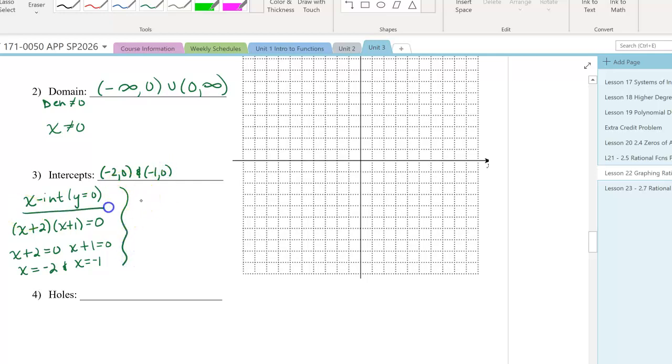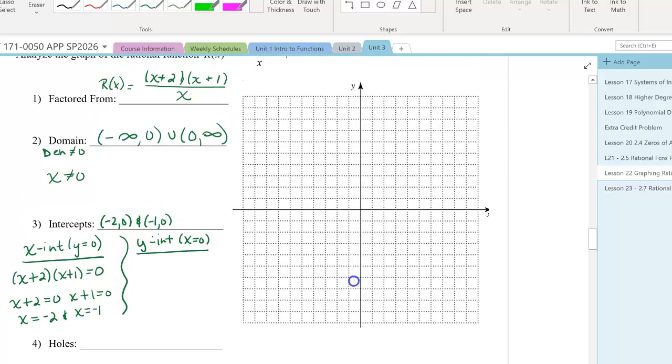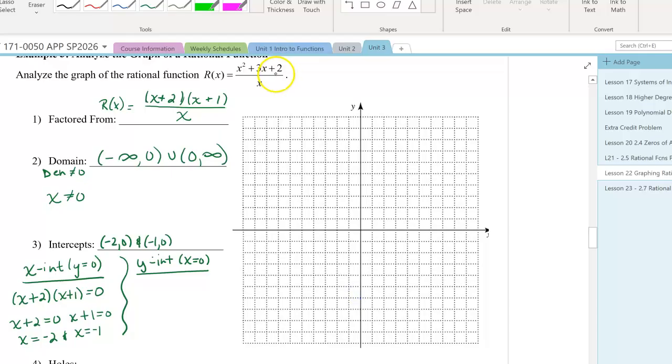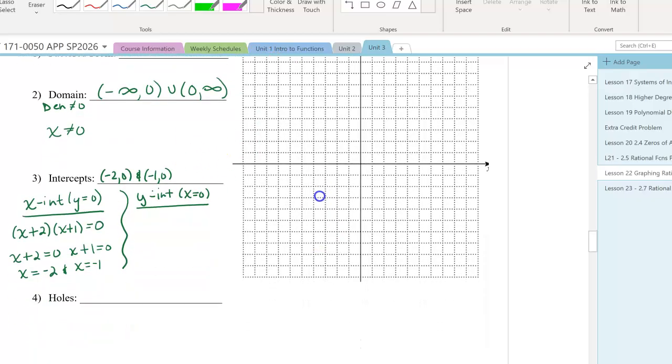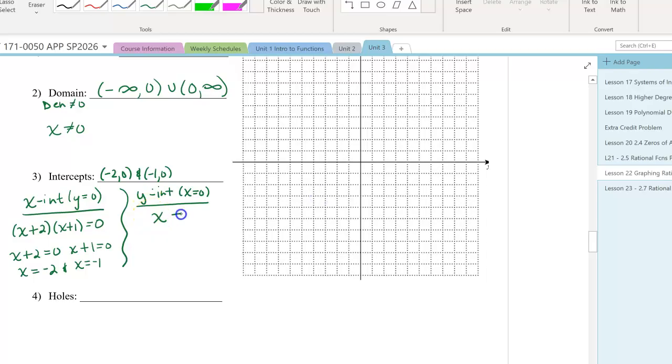To find the y-intercept, I'm going to let x equal 0. And I'm going to use the unfactored. Oh, wait a minute. I can't let y equal 0. I'm sorry. I can't let x equal 0 because 0 is not in the domain. So x cannot equal 0. So what does that mean? Well, that just means that there is no y-intercept.